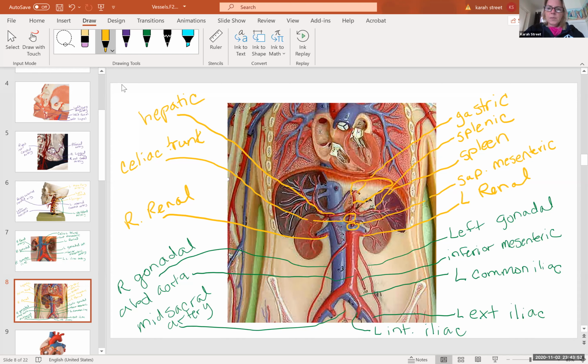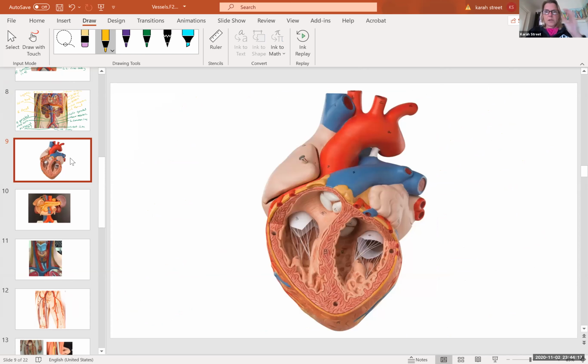Okay, again, on this picture, we can see pulmonary artery. And that would be left. And of course, we can see the one on the right. Getting to our heart model where we can easily see the ascending aorta. Here is the aortic arch.